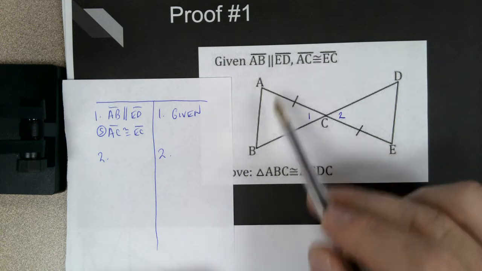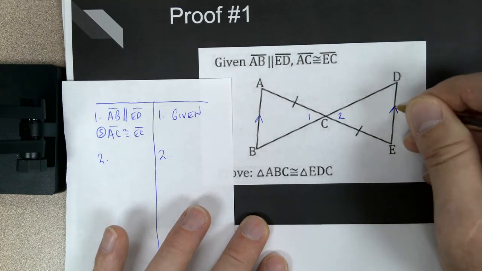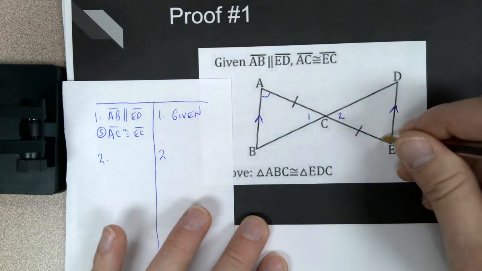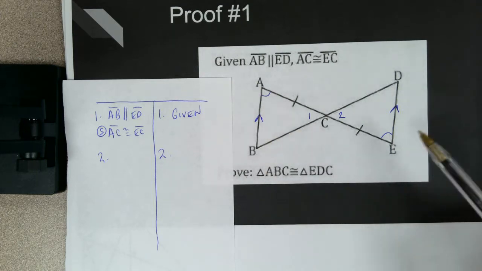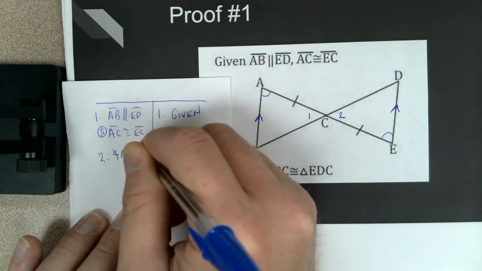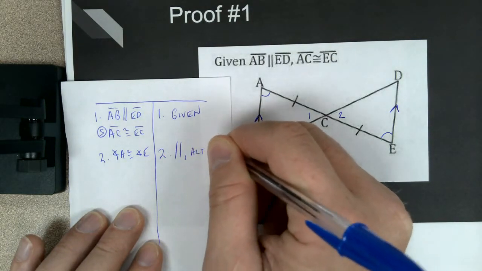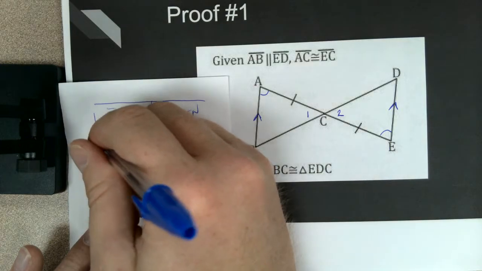Now I'm going to utilize my given. AB is parallel to ED. Well, if AB is parallel to ED, that tells me I'm going to look at my angle pairs. So I can look at these 2 angles, which are the 2 I'm going to pick. Hopefully you recognize that those are alternate interior angles, and when the lines are parallel, those are congruent. So I'm going to say angle A is congruent to angle E. That would be: if lines are parallel, alternate interior angles are congruent. So that gives me a pair of angles.